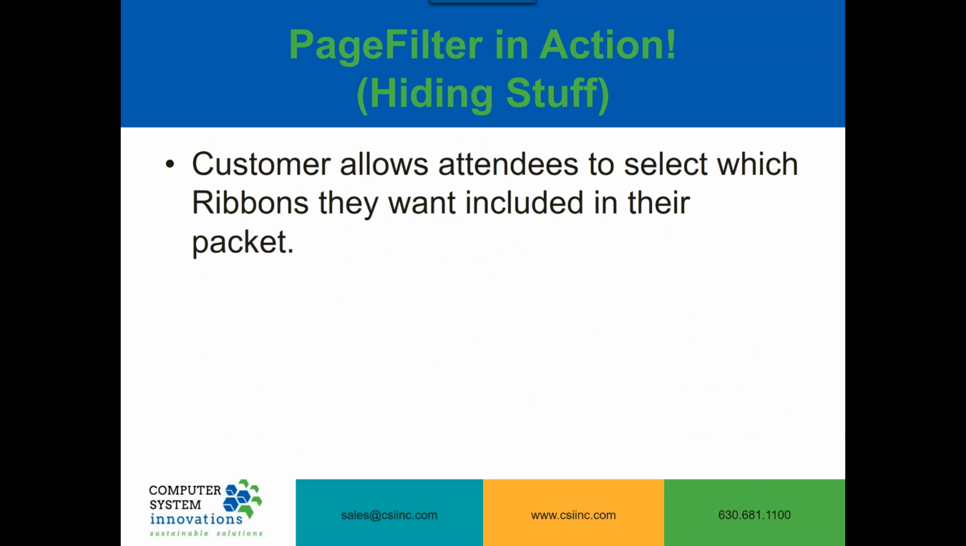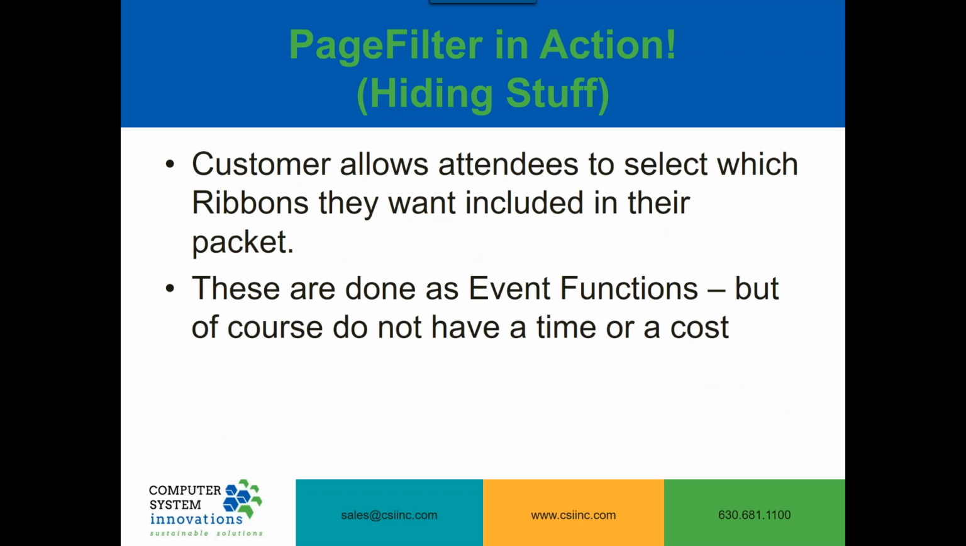They need to be able to select ribbons. So they're going to go out there and select the ribbons that they're going to get on their badge. And so we're going to drop those in their packets. And in order to do the ribbons properly, we actually want to make them event functions in IMIS. We don't want them to have a cost or a time.